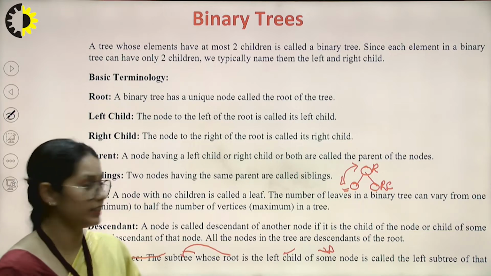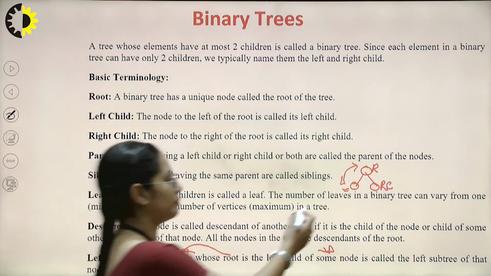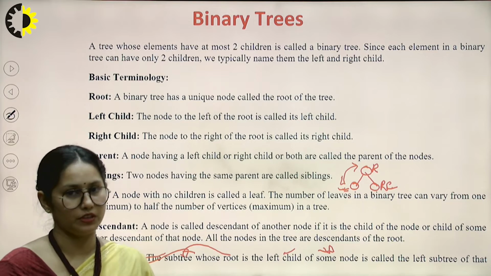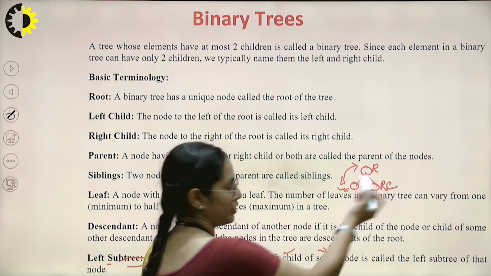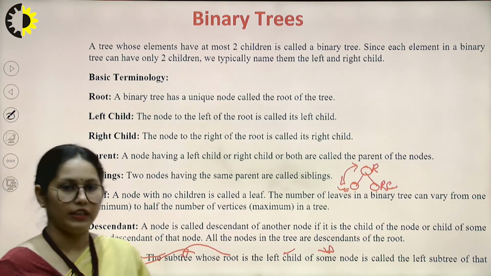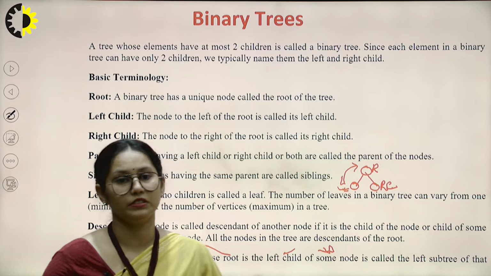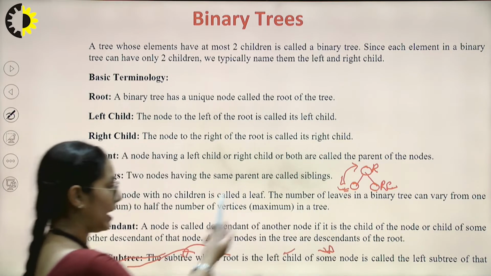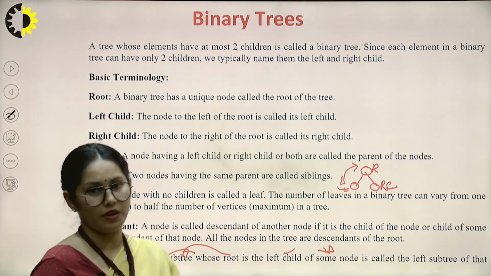Now, what are siblings? Siblings are two nodes having the same parent. So, in this example, the left child as well as the right child both have a common parent. It means the left child and right child are siblings. Fine. Now, what is a leaf? A leaf is a node which has no children of its own. So, this is the last node of the tree. The number of leaves in a binary tree can vary from 1 to half of the number of the vertices.